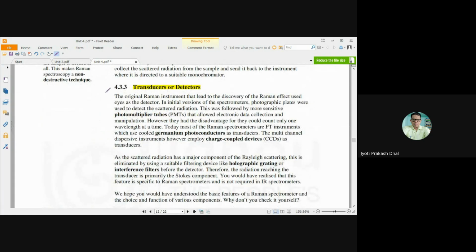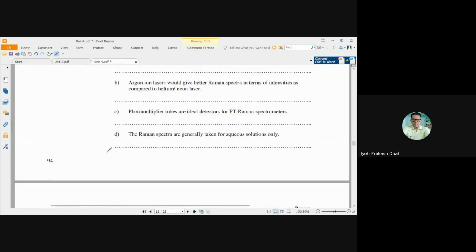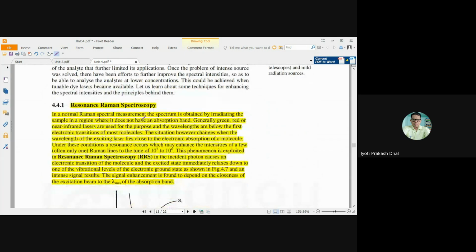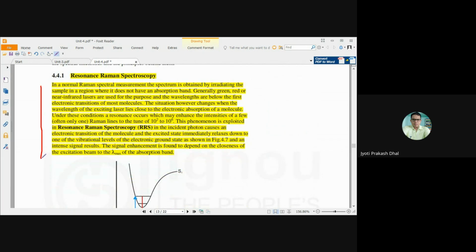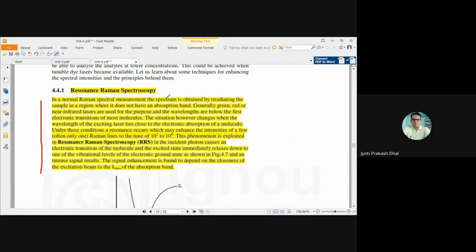So these are the transducers, the different parts of the Raman spectrometer. Now coming to the enhancement of the Raman spectral intensity, that is called the resonance Raman spectrometer, that is RRS, resonance Raman spectrometry.